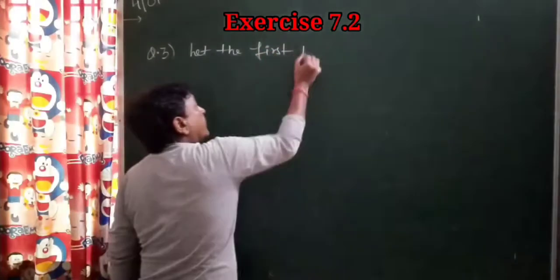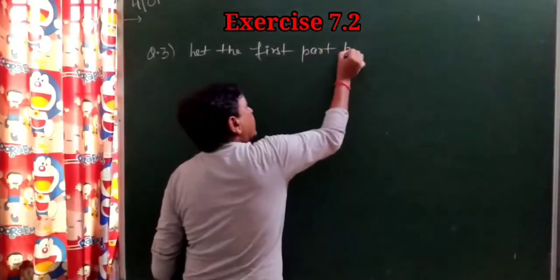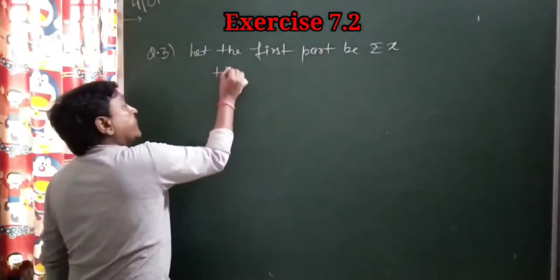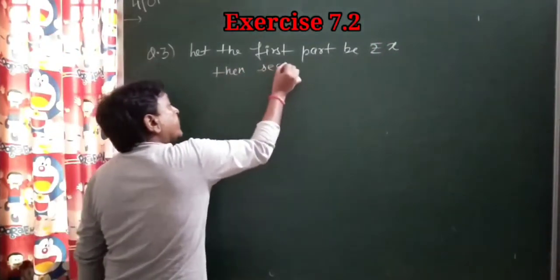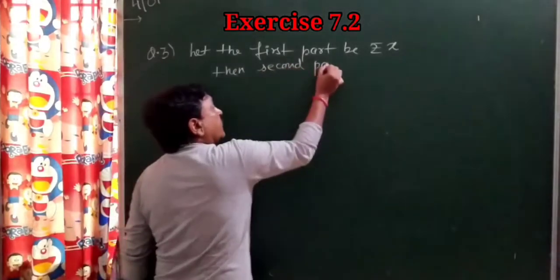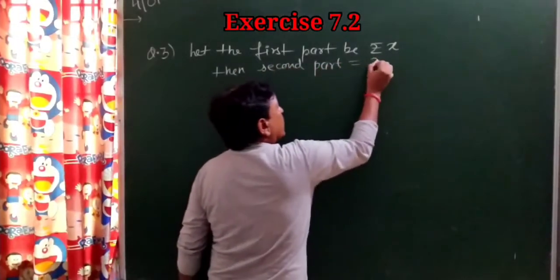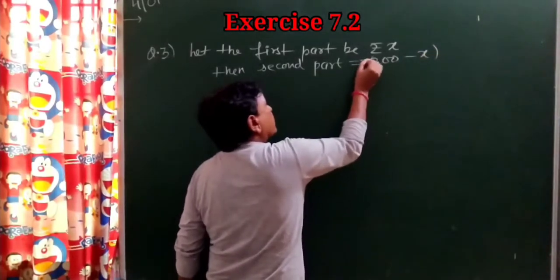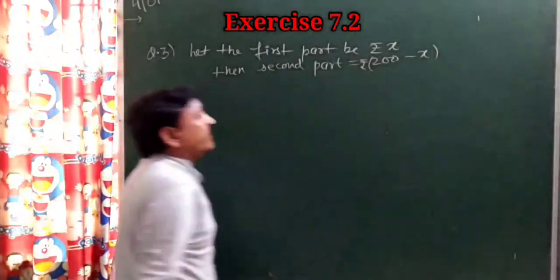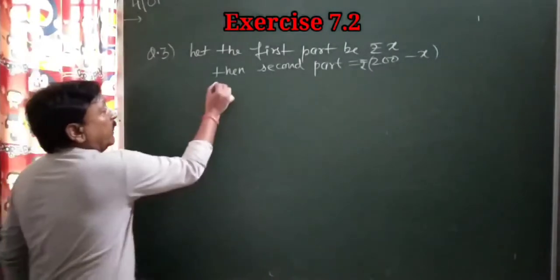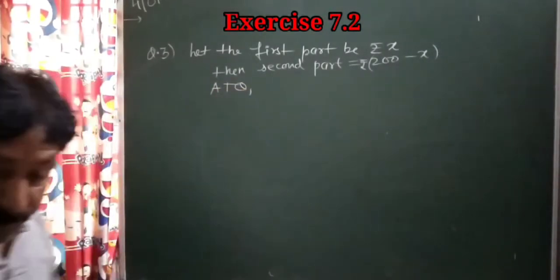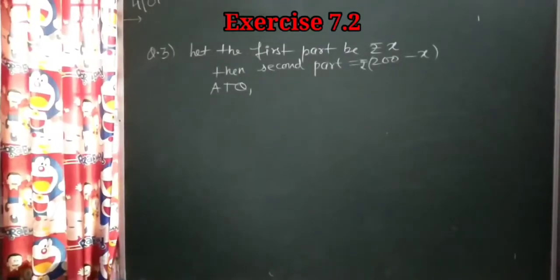first part be rupees x, then the second part will be how much? 200 minus x rupees. Is it clear?